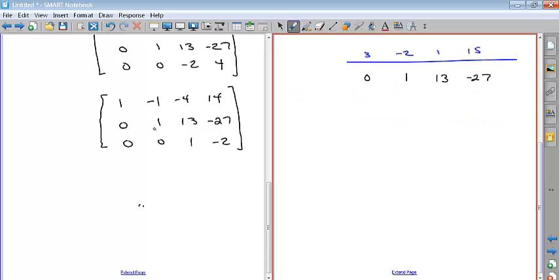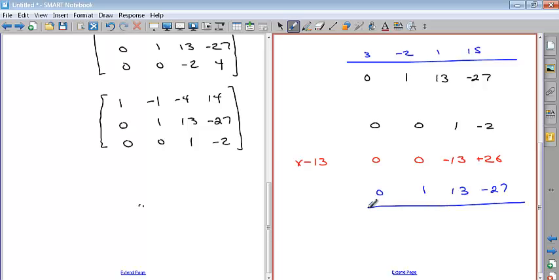So I'm going to take the last row, 0, 0, 1, negative 2. And what I want to do is eliminate this. So I need to multiply that by negative 13. So I'll take the third row multiplied by negative 13. So I'll get negative 13 and plus 26. And then I add that to the original second row. So I get 0, 1, 13, negative 27. Add those together, you'll get 0, 1, 0, negative 1.